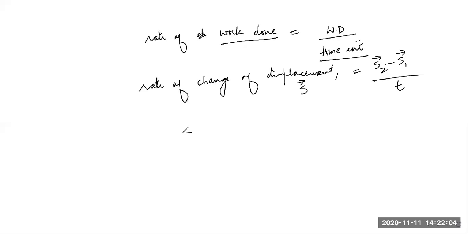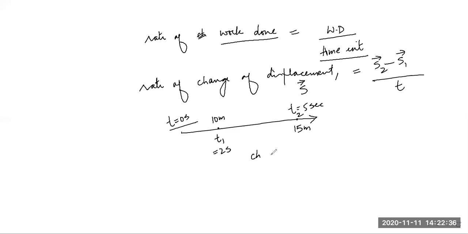What is this? Suppose a particle is moving in this direction. Here t is equal to 0 seconds. And here t is, let's say, 5 seconds, t2. From t1 to t2, let us say here the displacement was 10 meter and here the displacement was 15 meter. Now can any student tell me what is change in displacement?